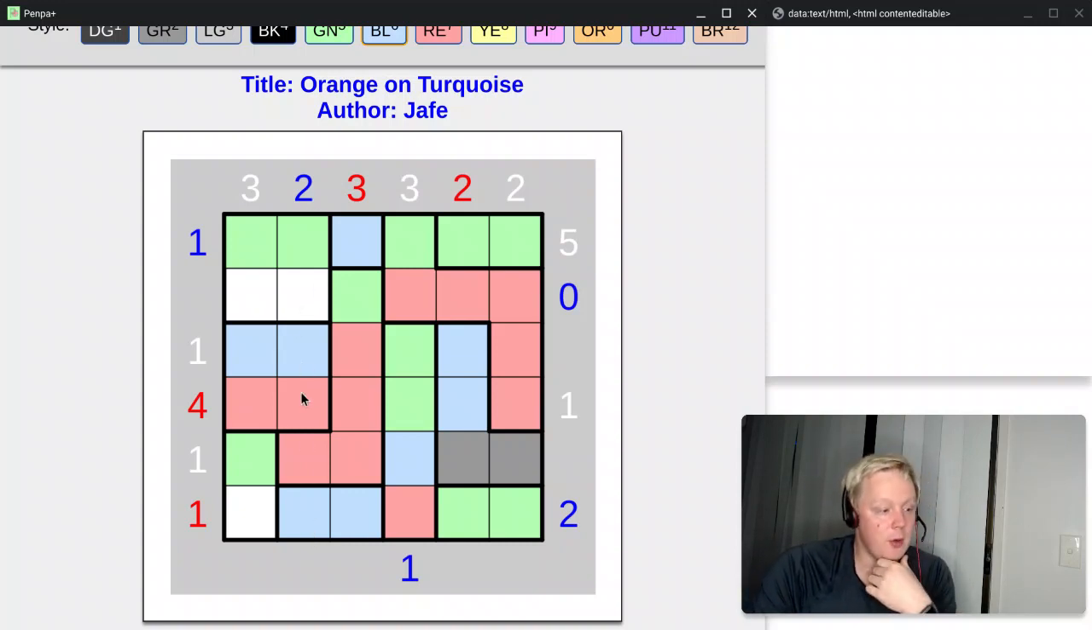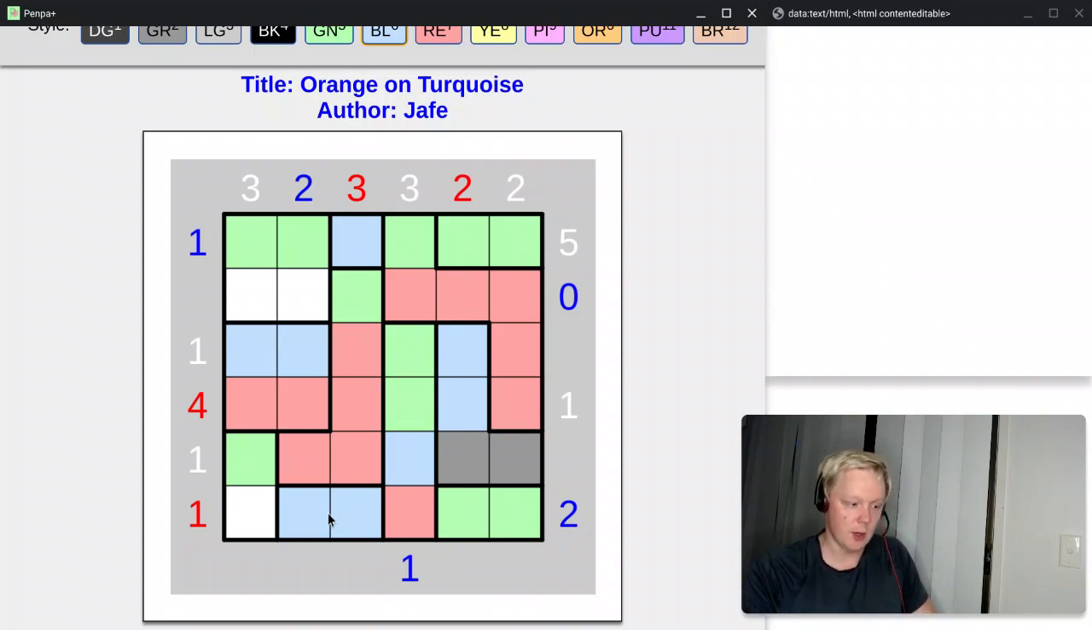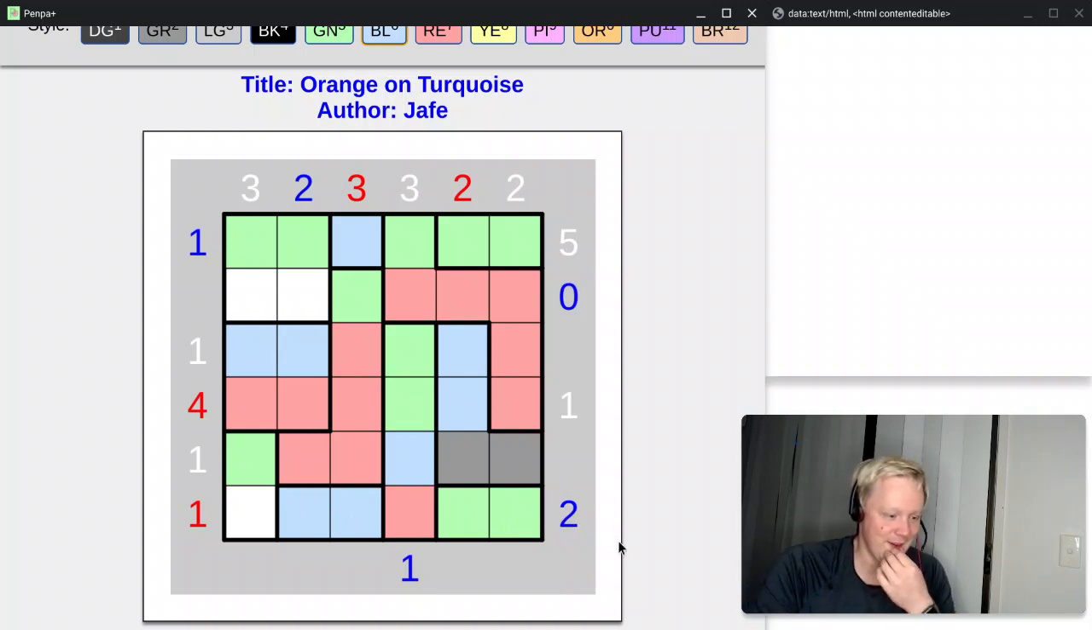Okay, we know we have all the blues we need, right? And oh, this could still be red, couldn't it? This could be red or white. How about this one? This row here has two... wow, I'm forgetting the names of the colors. It's annoying. Two blues. This one is blue, and this one is red. One red. Two blues and one red. So we can't have any blues and reds here.